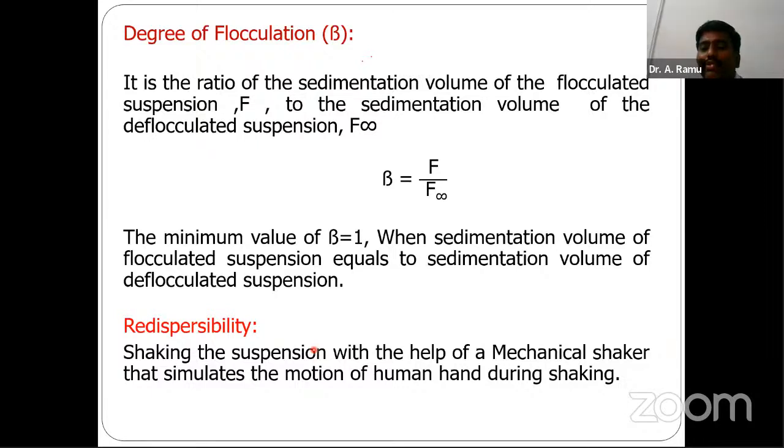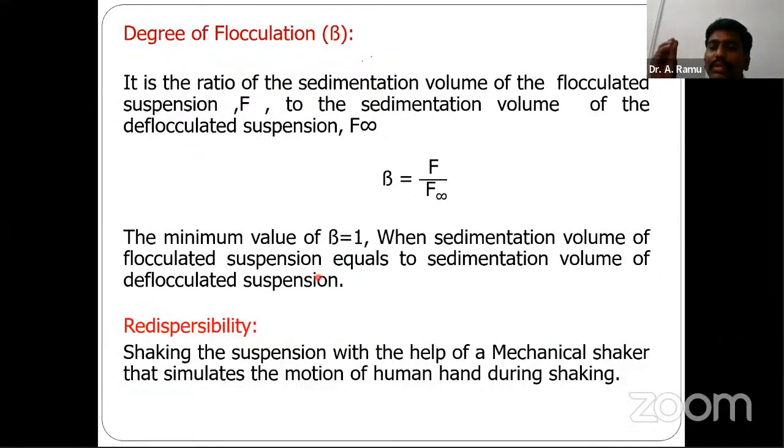Similarly, we can also determine the degree of flocculation. The previous method, that is determination of sedimentation, is a non-destructive method, which means the suspension will not be destroyed, so that we can determine the sedimentation volume and sedimentation rate very easily without disturbing the suspension. The next evaluation test is degree of flocculation. Degree of flocculation is represented by beta, which is the ratio of the sedimentation volume in the flocculated suspension to the sedimentation volume in the deflocculated suspension.